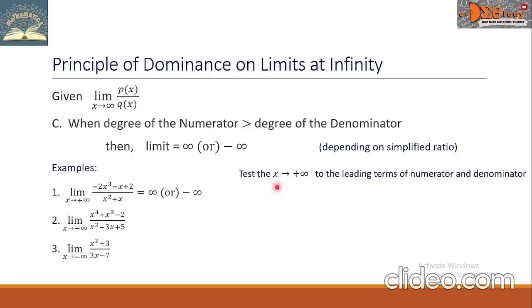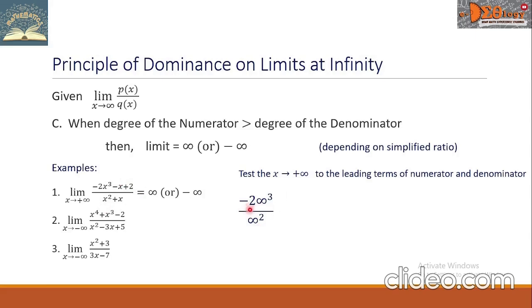We're going to test the x approaches positive infinity to the leading terms of numerator and denominator. In the numerator here, the leading term is negative 2x cubed. In the denominator, the leading term is x squared. Let us substitute the positive infinity to the x in the leading terms respectively. So it becomes negative 2 times infinity with power 3 all over infinity squared.